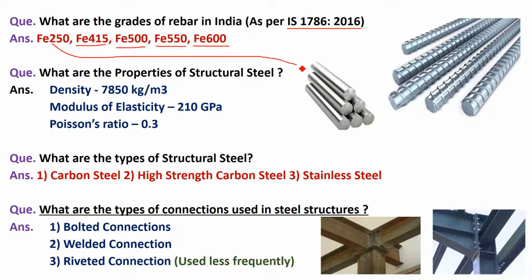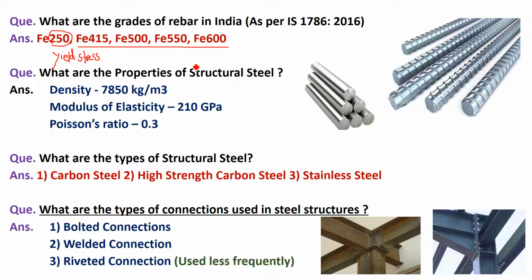Fe 250 is mainly for mild steel, and all the other grades of rebar are for torque steel, twisted bars, and mild steel bars are plain bars. Fe 250 represents mild steel and the other four represent tough steel. In this grade nomenclature, these numbers 250, 415, 500, 550, 600 represent the yield stress of that rebar. This is the value of yield stress. If you draw a stress strain curve for the tensile strength of this rebar, the value of yield stress for this bar is 250, 415, 500, 550 and 600.